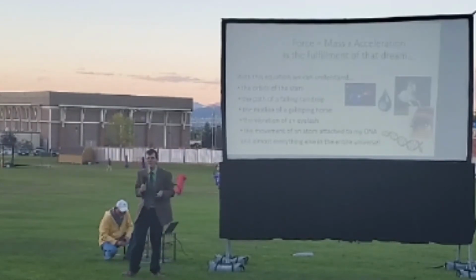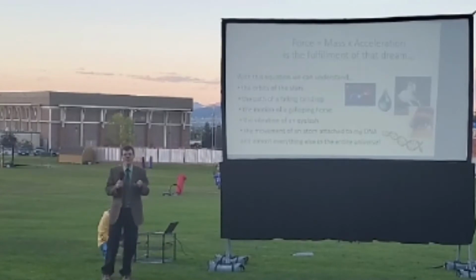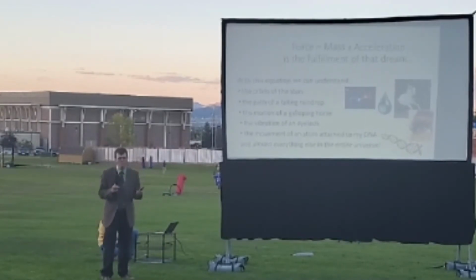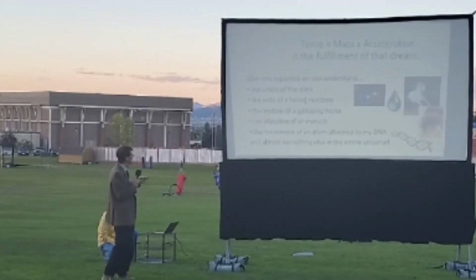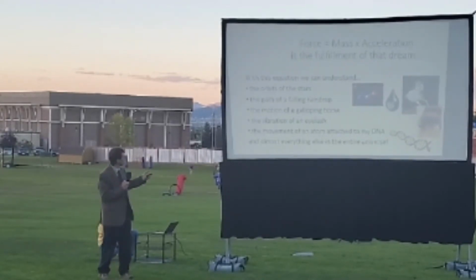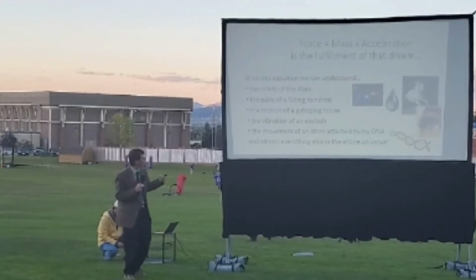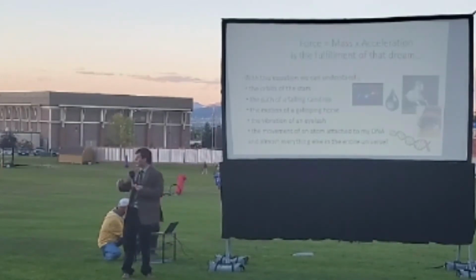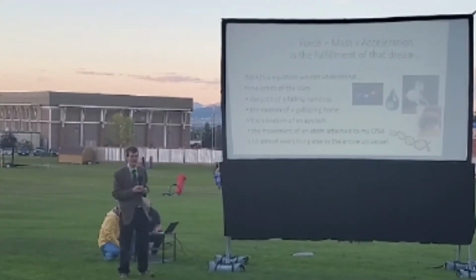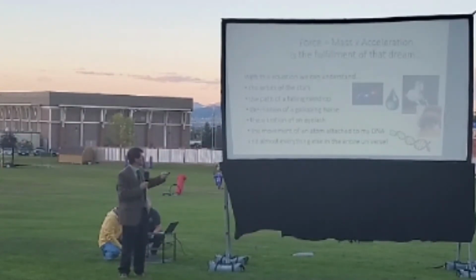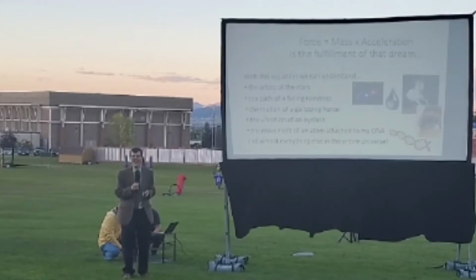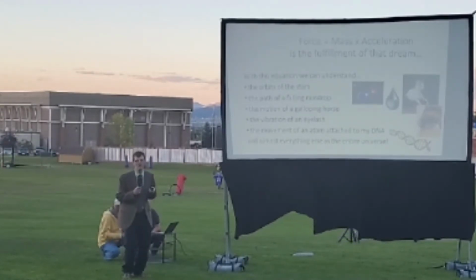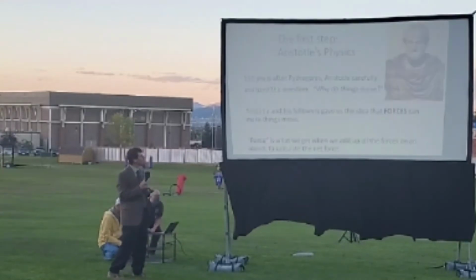With this equation, we can understand why things move and how things move, and that's what the universe is made of. It's made of objects in motion, whether we're talking about the orbits of the stars or the path of a falling raindrop, the motion of a galloping horse, the vibration of an eyelash, or the wind blowing across the hillside right here. All of this, and the movement of an atom attached to my DNA. All of these things can be understood with this beautiful, elegant, powerful mathematical model.